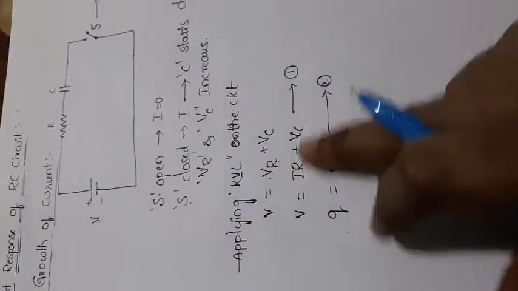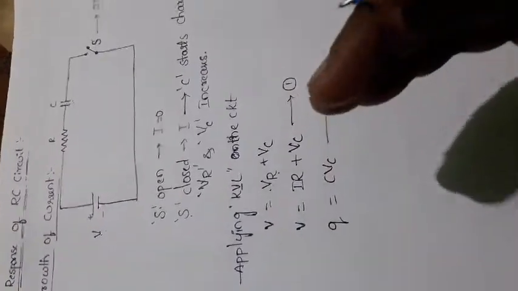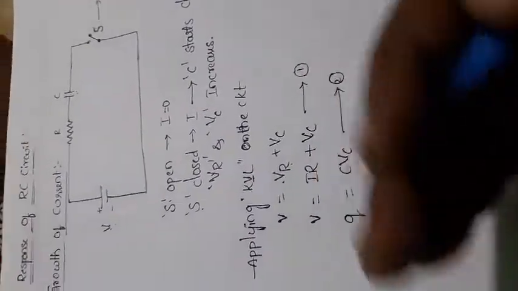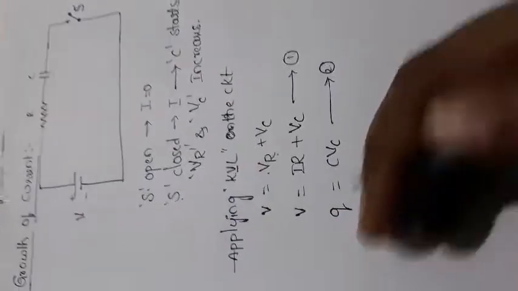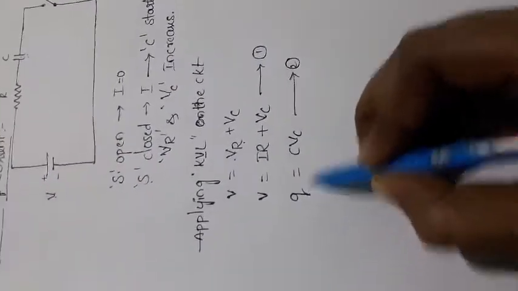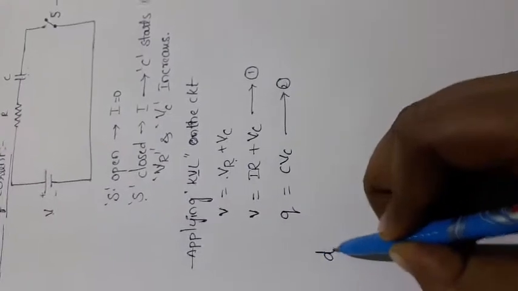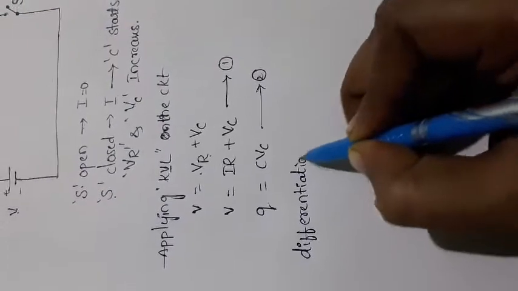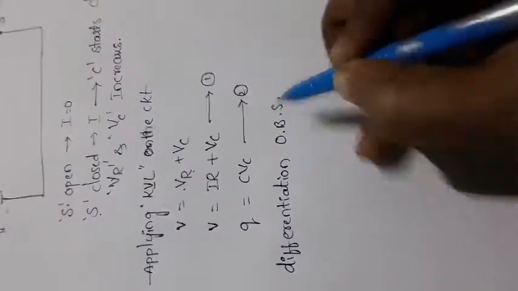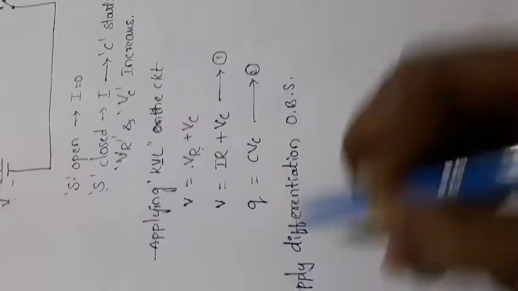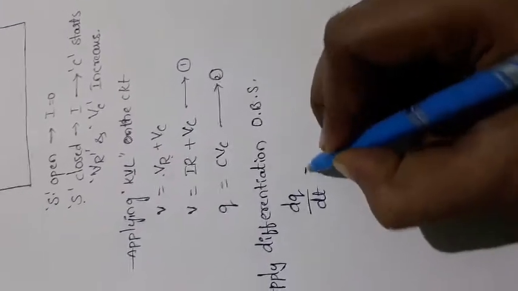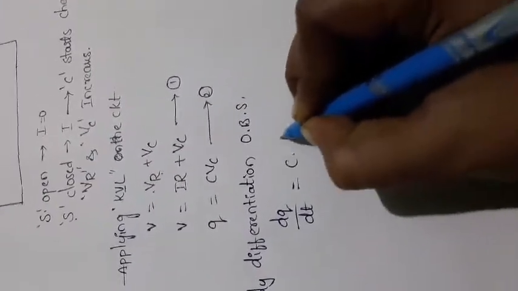Why am I taking this equation? Actually, we don't have a direct I equation in terms of the capacitor. So first I need to express the capacitor relation in terms of charge. After that, whatever charge equation we get here, apply differentiation on both sides with respect to time. So dq/dt is equal to C into dVC/dt.